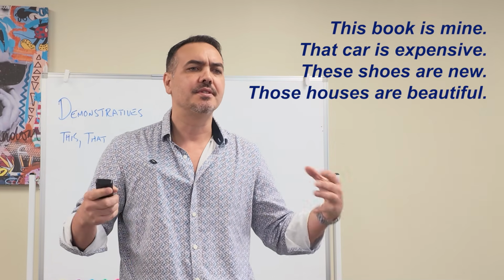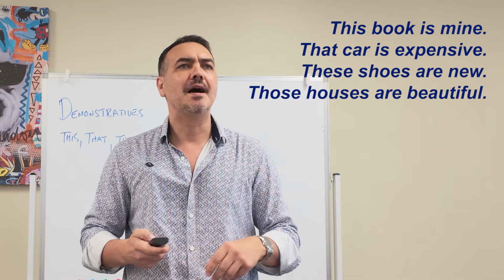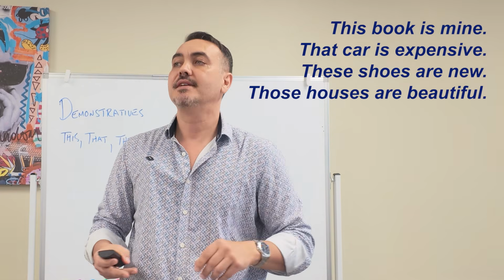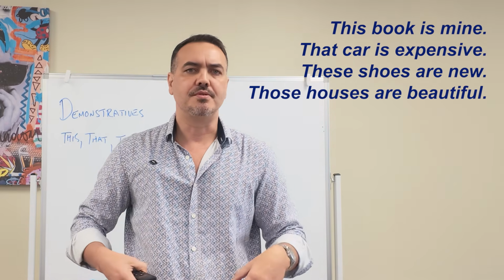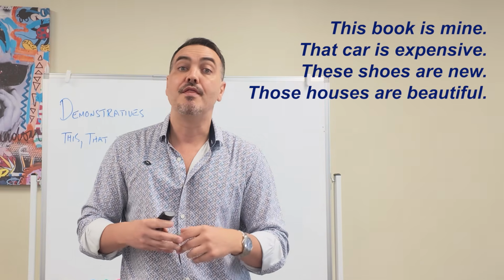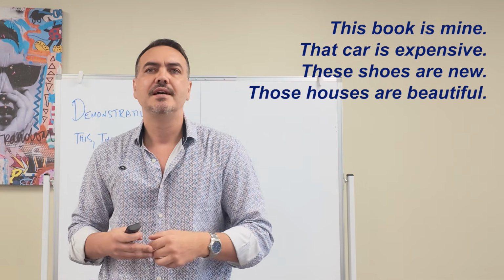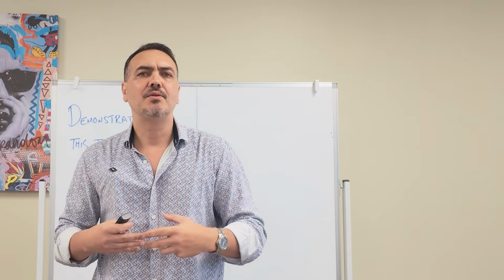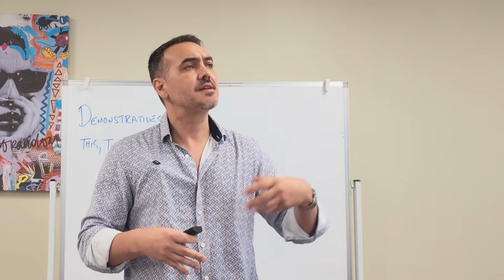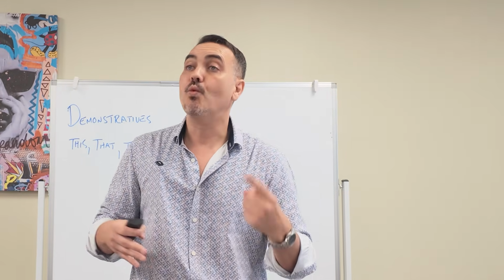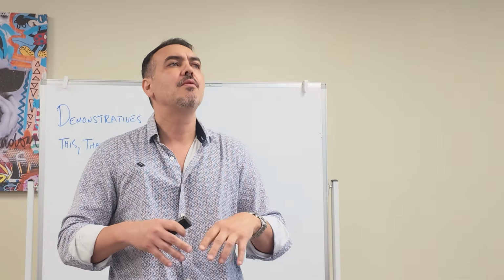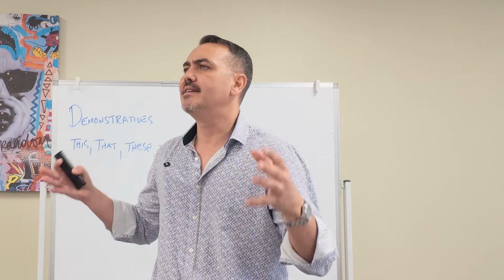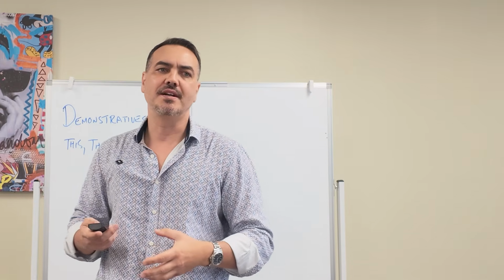Listen to these examples. This book is mine. That car is expensive. These shoes are new. Those houses are beautiful. In each sentence, the demonstrative tells us which noun we mean, okay? Are we talking about something near us or something far from us? Are we talking about one thing or are we talking about more than one thing? And that's basically the whole idea behind demonstratives, okay?